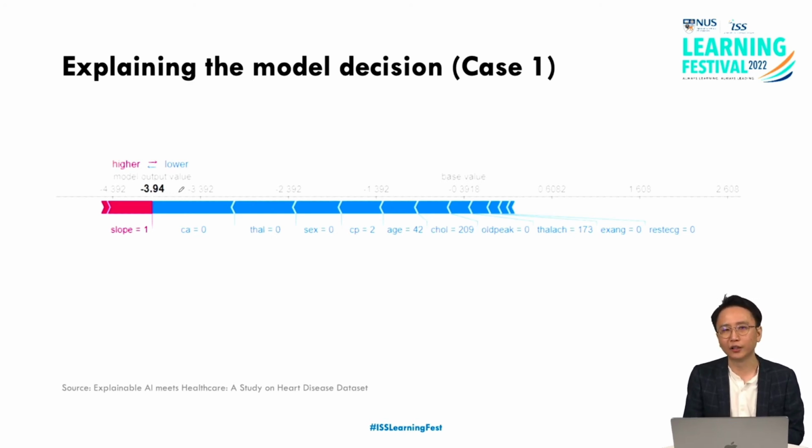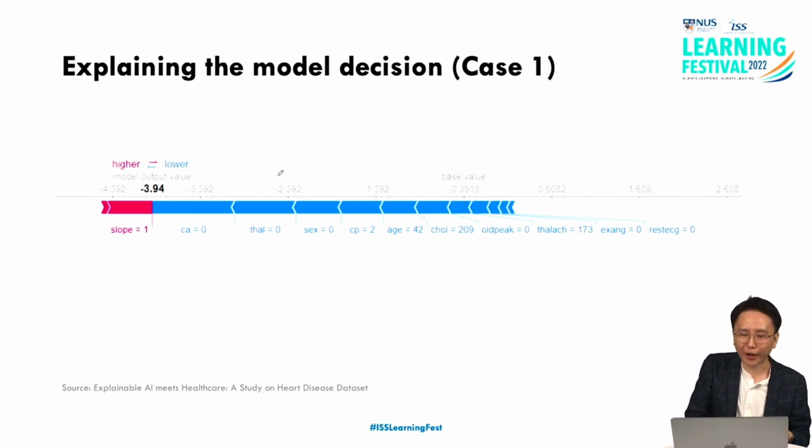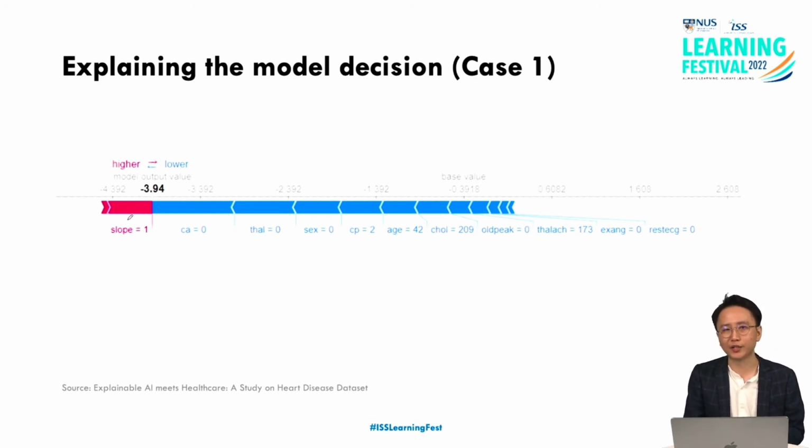In this chart, the blue arrow or the blue part of the graph represents the forces that push the output to be a lower value. And the red arrow or the red part of the graph represents the forces that push the output value to be higher. For this patient, the strongest force that pushes the output value to be lower is the feature CA.